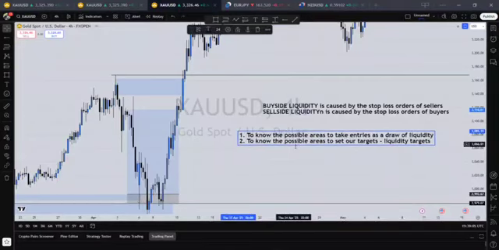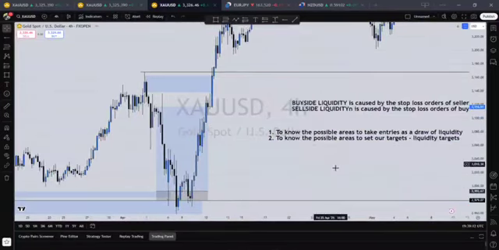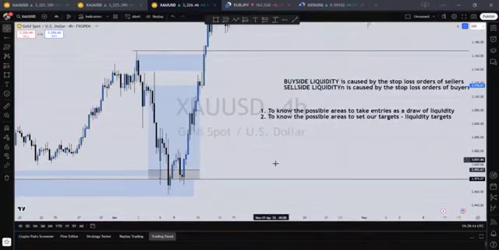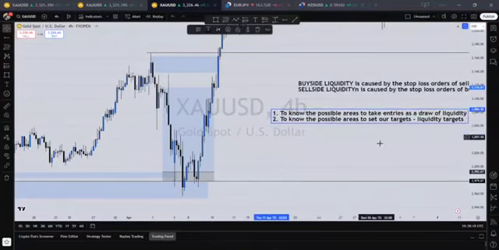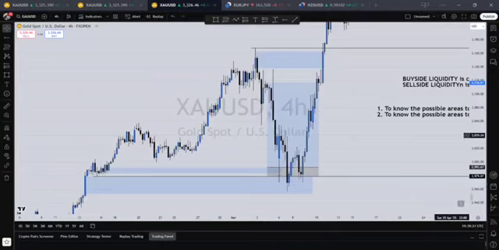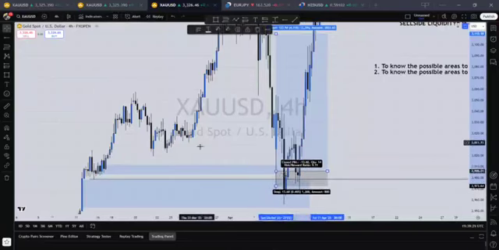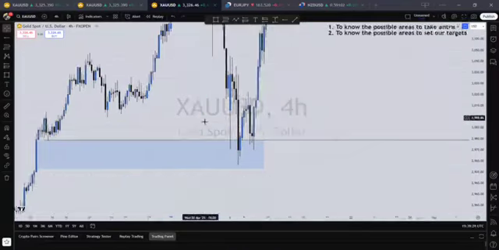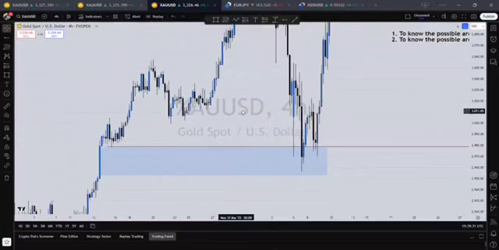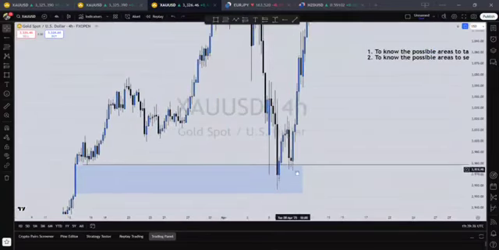So these are the two reasons why you should study liquidity. If there are other reasons why you are studying liquidity, you are just playing. These are the only two reasons. First, to know the possible areas to take entries after a draw of liquidity. After a draw of liquidity, some of us will take entry with this fair value gap.